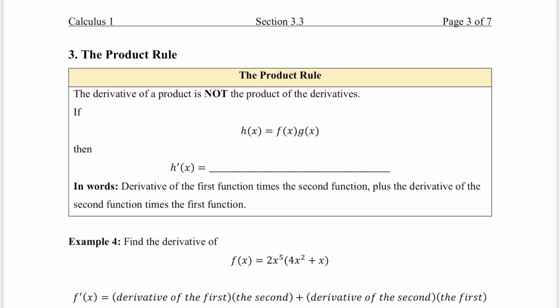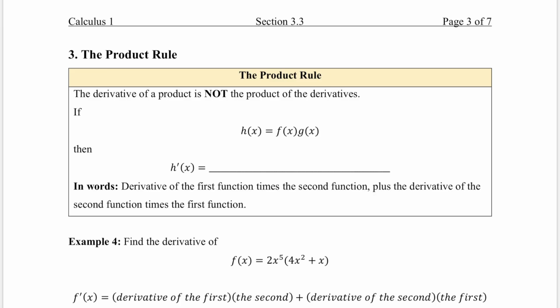So far, we have learned several differentiation rules. We learned the constant rule, the power rule, and also the sum rule, difference rule, and the constant multiple rule. These rules work when functions are added, subtracted, or multiplied by constants. But now, we are going to look at what happens when two functions are multiplied together. For this situation, we need a new rule called the product rule.